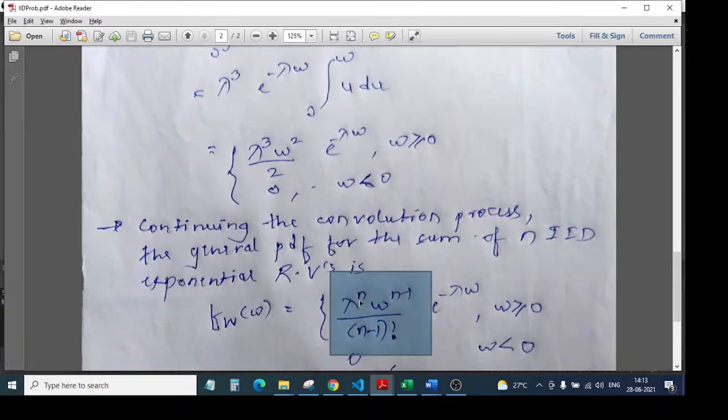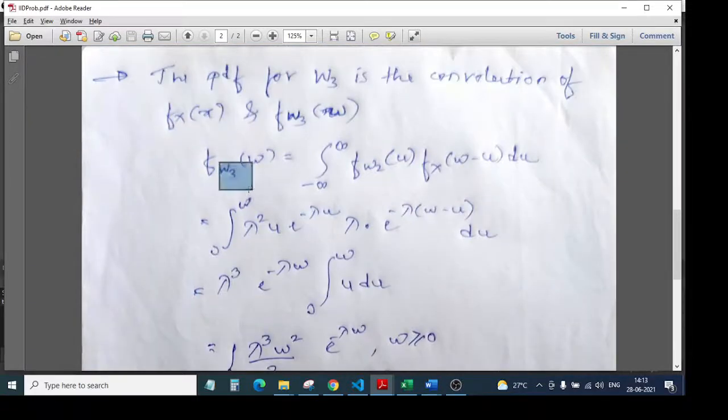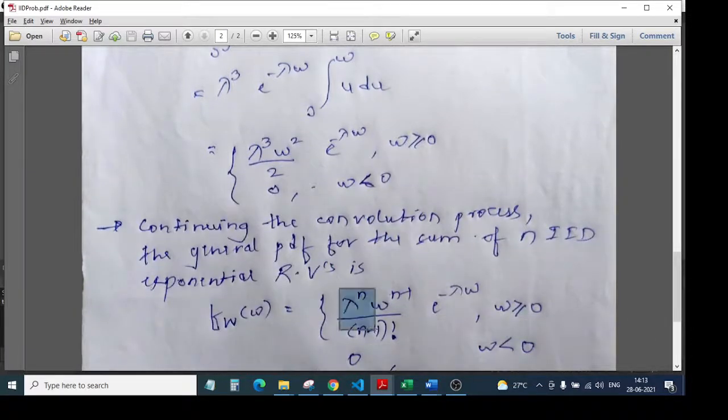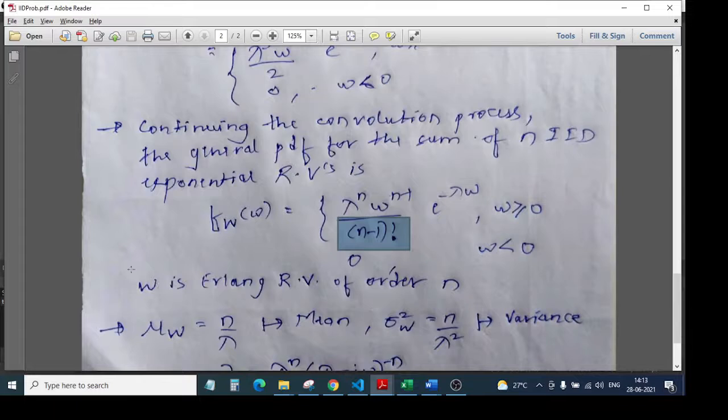So I'll just give a glance once again. Since we have f w of 3, that is for the omega 3 is the convolution for third variable. Similarly, for nth variable, it would be lambda raised to n, 1 power less. So therefore, w raised to n minus 1. Here it is 2 for the third variable. There it will be what now? N minus 1 factorial. So this is the Erlang random variable of order n. That was asked in your question, and we have deduced it. This could also be asked as a derivation.